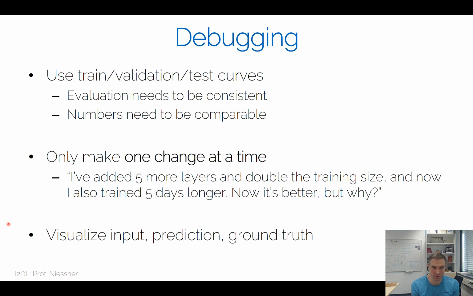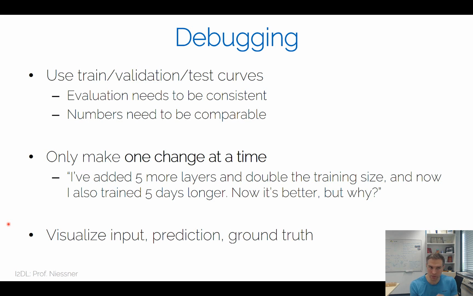check out your training validation curves. Evaluation needs to be consistent. Numbers need to be comparable. Make only one change at a time. This is another thing I see all the time. I've added 5 more layers and double the training size. And now I also train 5 days longer. Now it's better, but why? Right? So always do one thing at a time.